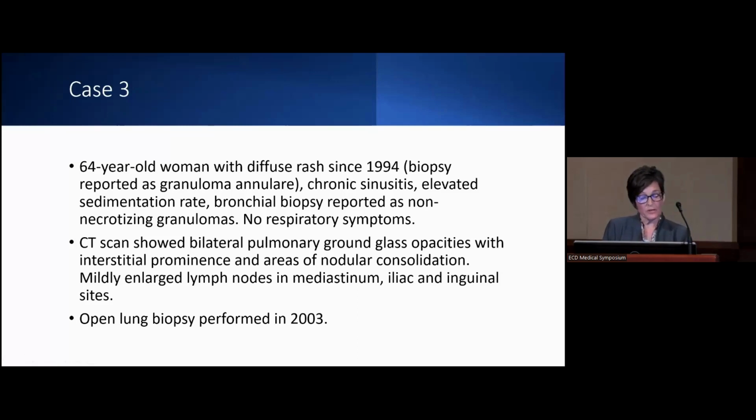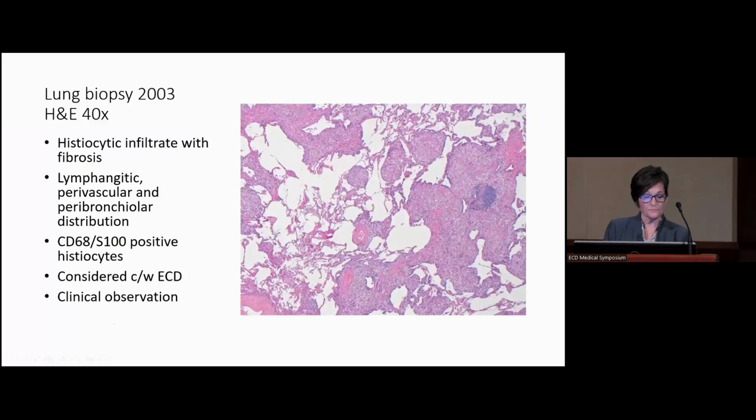CT scan showed bilateral pulmonary ground glass opacities with interstitial prominence in areas of nodular consolidation. She also had mildly enlarged lymph nodes in the mediastinum, iliac, and inguinal sites. So an open lung biopsy was finally performed in 2003. Here's a picture of the lung biopsy, and you can see nodular collections of cells within the septae, and also in peribronchial areas, with some areas of relatively normal alveolar parenchyma.